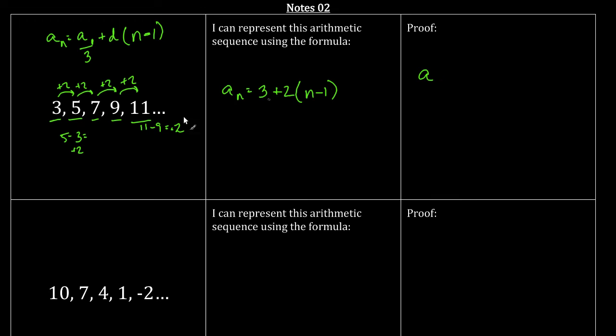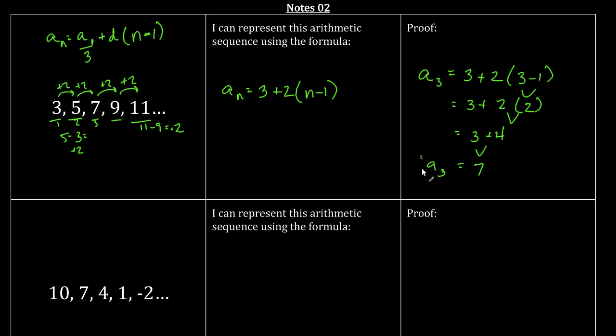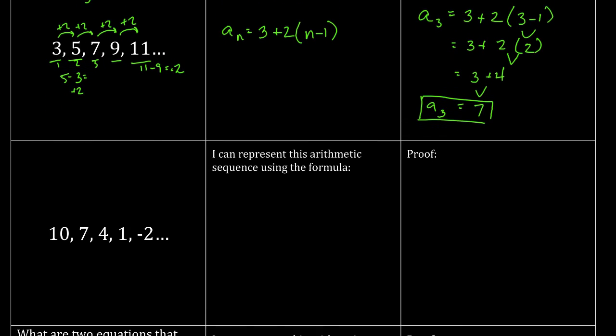So a sub, let's try the third one. A sub 3. So the third term should be 3 plus 2 times the third term minus 1, so 3 minus 1. And then, well, let's just finish it since we're here already. We get 2. Okay, and we'll multiply by 2. And we get 7. So our third term should be 7. 1, 2, 3 is 7.